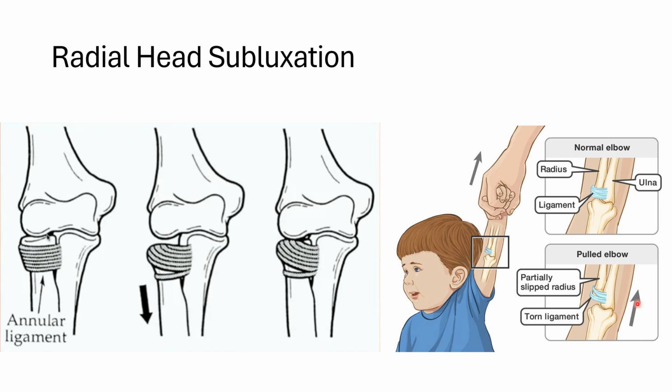Typical activities: an adult quickly pulls up a falling child by the hand, swings a child by the hands, or drags a child by the arm. This will pull the radial head out of the annular ligament. This is known as radial head subluxation.